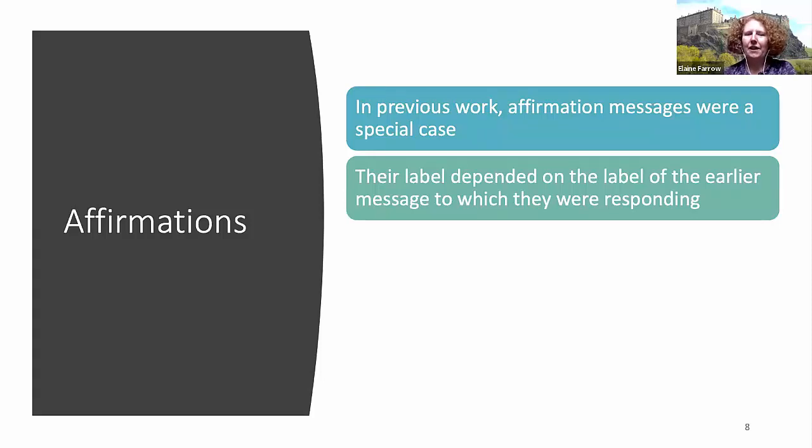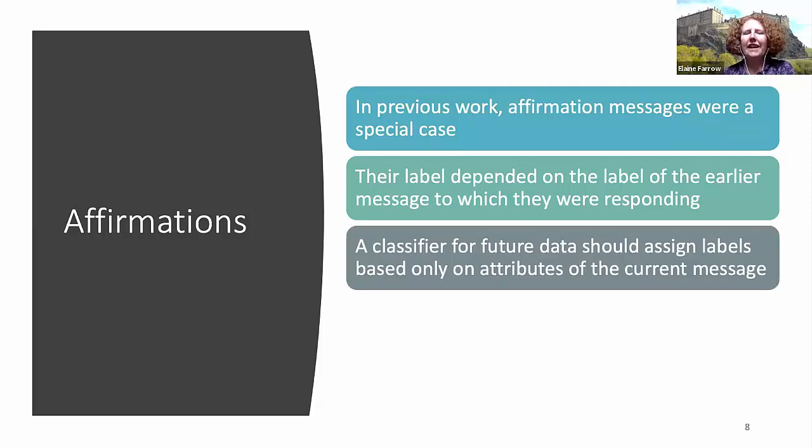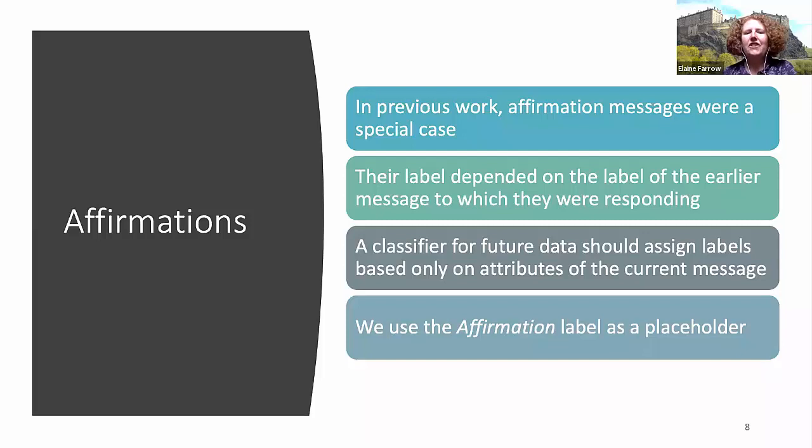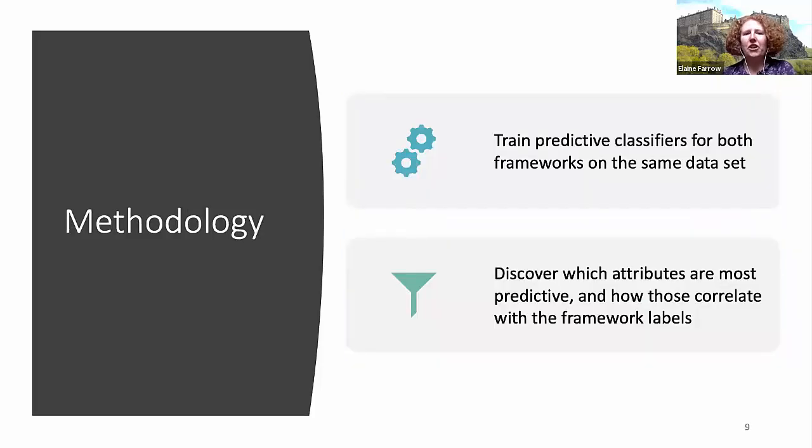And there was a specific rule-based process for deciding what label your message of affirmation should get based on what it was responding to. In our work, we felt that a classifier that we want to be generalizable to future data should aim to assign labels based only on the current message: the same content should get the same label, regardless of what the previous message had as its label. So only the data itself should be considered when assigning the label. And so we introduced the affirmation label as a placeholder for this concept. And of course, as I said, there is this rule-based process that could be used to recreate the previous behavior if that was desired. So those are the indicators that we're using in this work.